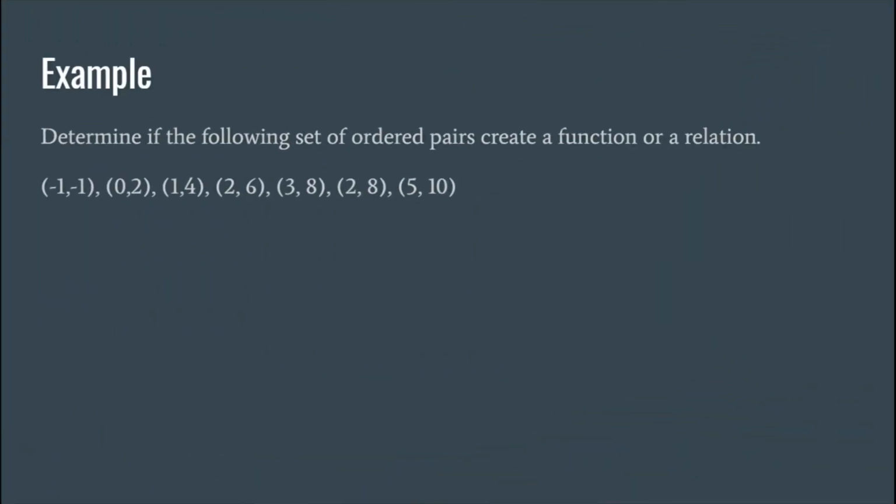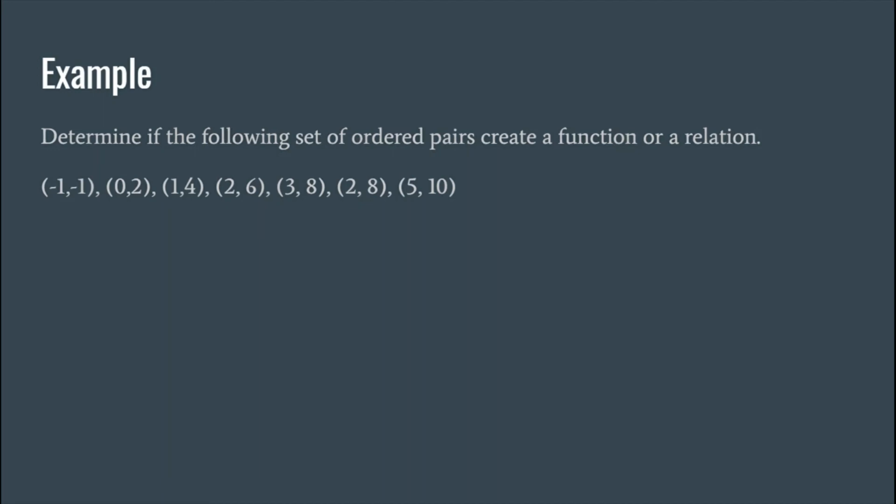So let's jump into an example here. Let's take a look at these ordered pairs and see if it makes a function or a relation. Remember, basically the easiest way to do something like this, where you have ordered pairs and you're being asked to see if it's a function, is to see if any x's appear more than once. So let's take a look. Here we have 2 appearing more than once, so that automatically makes it a relation.